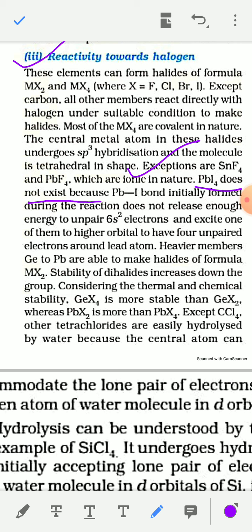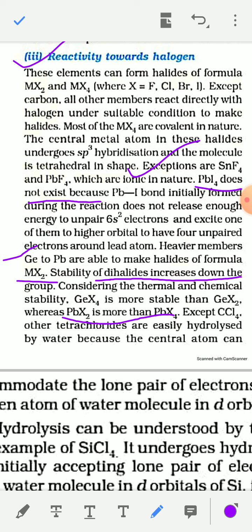So heavier members, germanium to lead, are able to make halides of formula MX2, not MX4. Heavier members generally form halides like PbCl2 or PbI2 or germanium GeX2. Stability of dihalide increases down the group. This is the exceptional case or the deviation. Considering thermal and chemical stability, GeX4 is more stable than GeX2, whereas PbX2 is more stable than PbX4.